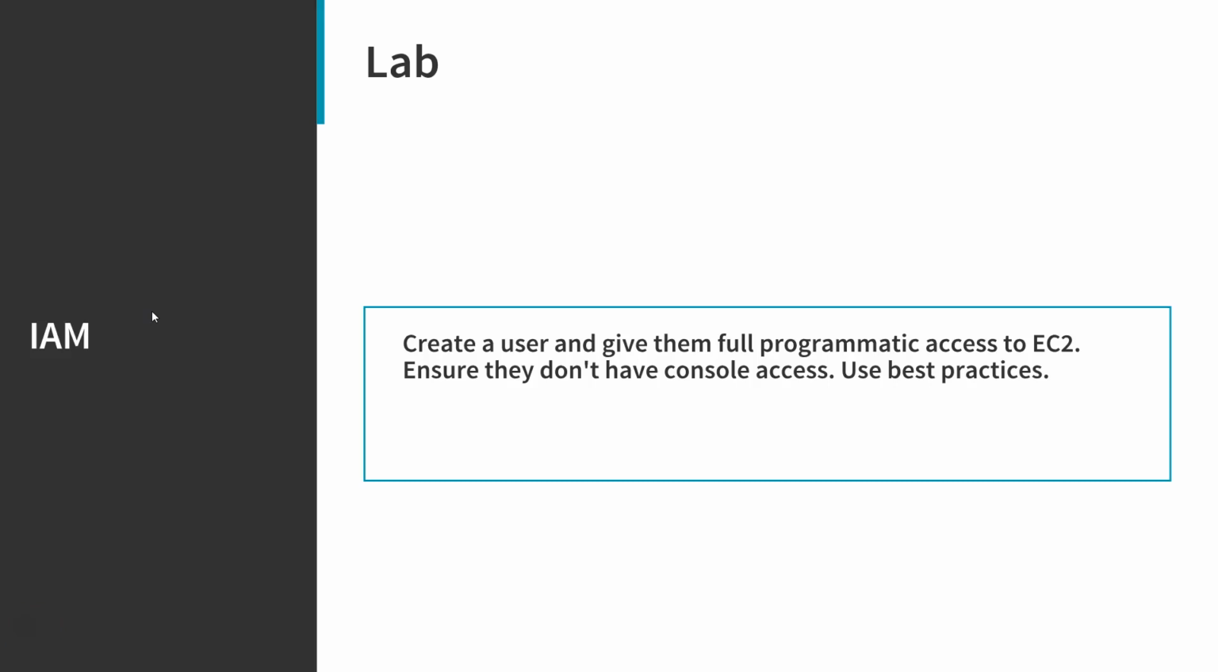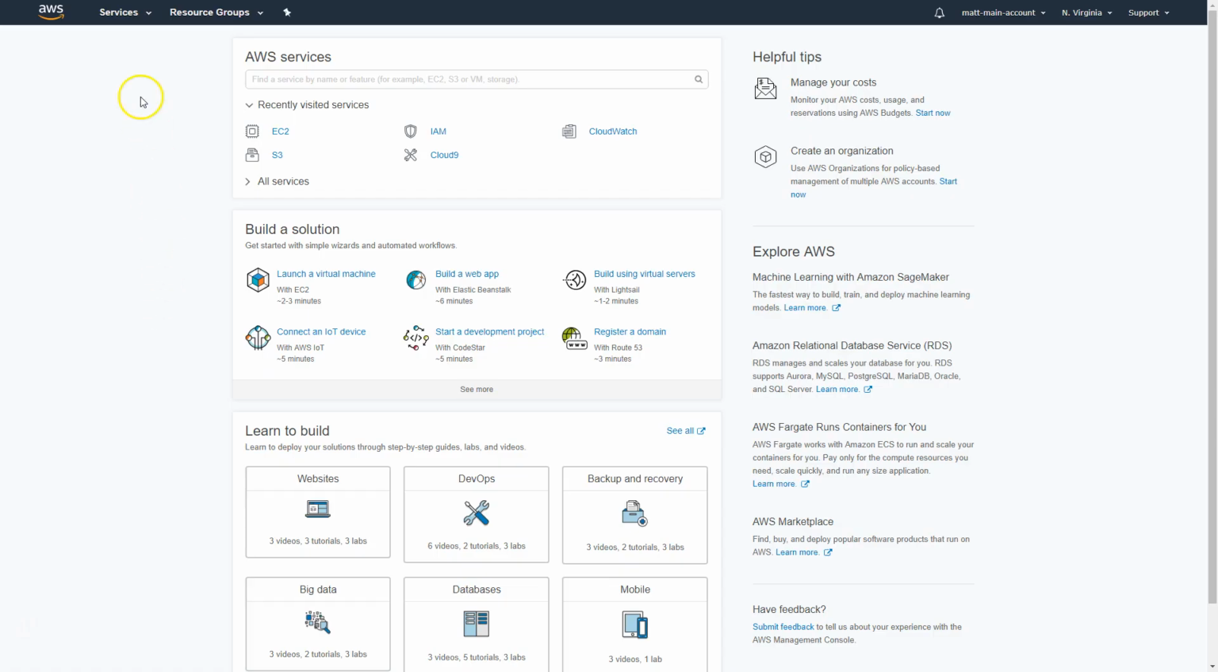Alright, I hope you did well, and in this video I'm going to walk you through how to complete this lab. So once again, the goal was to create a user and give them full programmatic access to EC2, while ensuring they don't have console access and using best practices. So let's see what that looks like in the AWS dashboard.